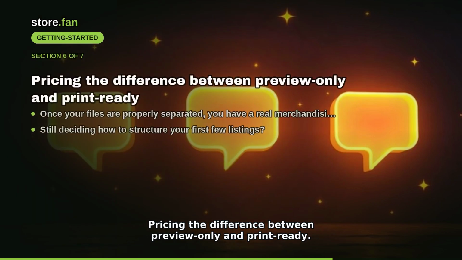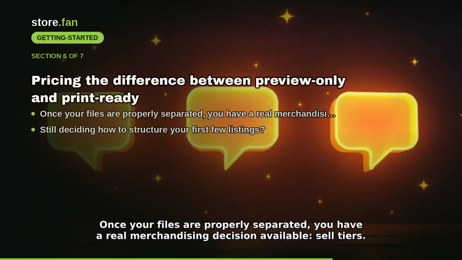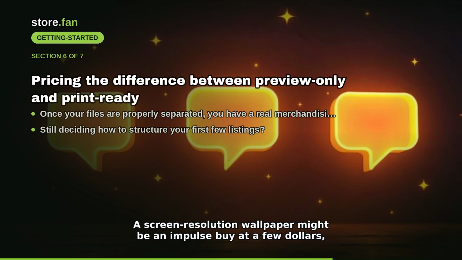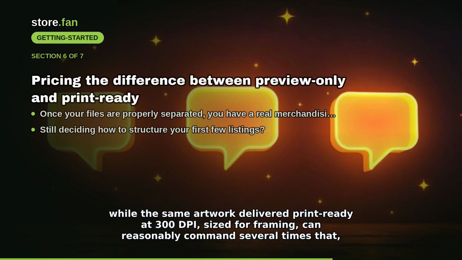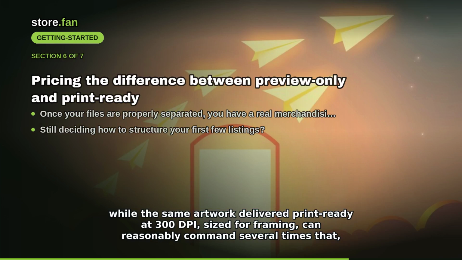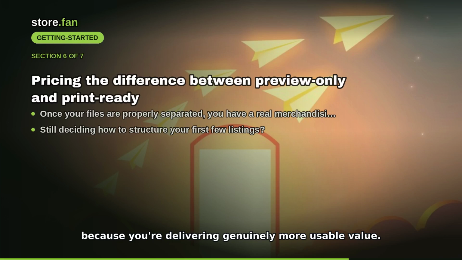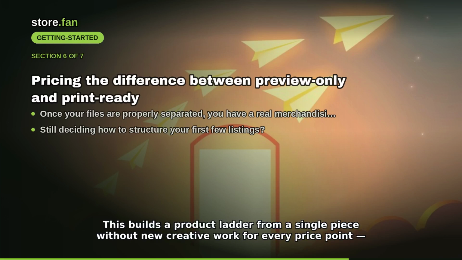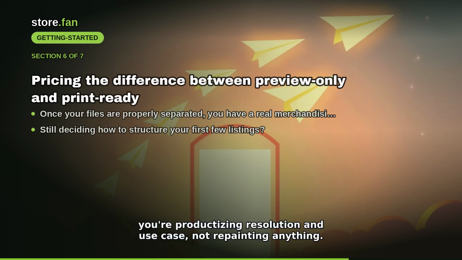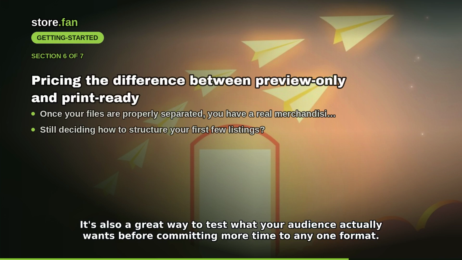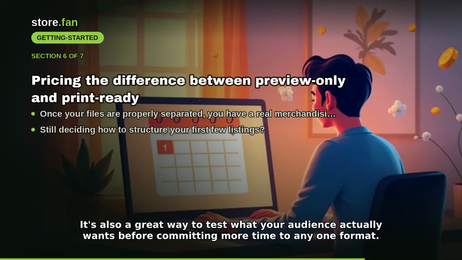Pricing: the difference between preview only and print ready. Once your files are properly separated, you have a real merchandising decision available. Sell tiers. A screen resolution wallpaper might be an impulse buy at a few dollars, while the same artwork delivered print-ready at 300 dpi, sized for framing, can reasonably command several times that, because you're delivering genuinely more usable value. This builds a product ladder from a single piece, without new creative work for every price point. You're productizing resolution and use case, not repainting anything. It's also a great way to test what your audience actually wants before committing more time to any one format.